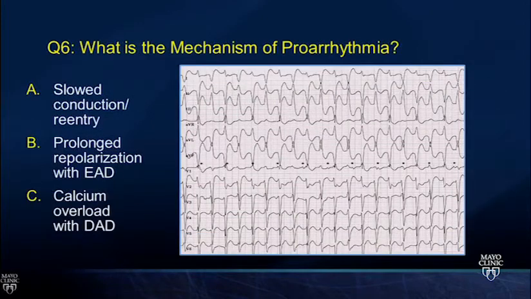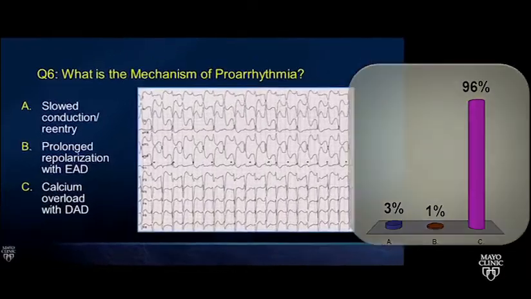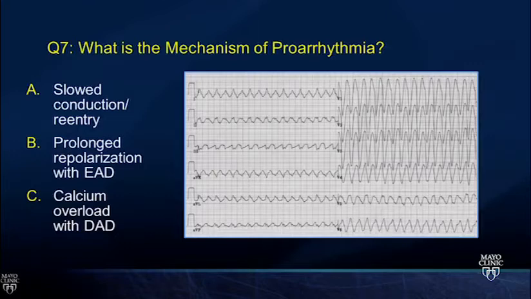How about this tracing? Every other beat has a polarity of the QRS that is different than the previous one. And this is one of the patterns that you should memorize for the boards. Great. So this is CPVT. Bidirectional VT occurs in digoxin toxicity and CPVT. It is delayed after depolarization, and the mechanism there is calcium overload. How about this rhythm strip here?